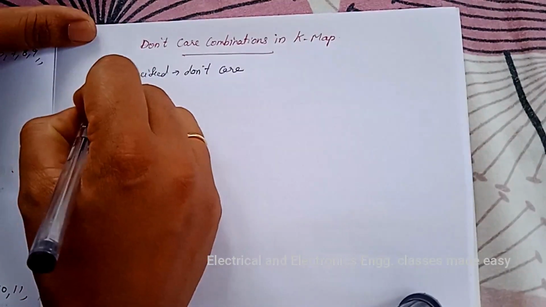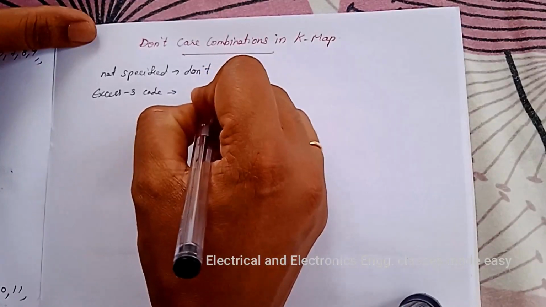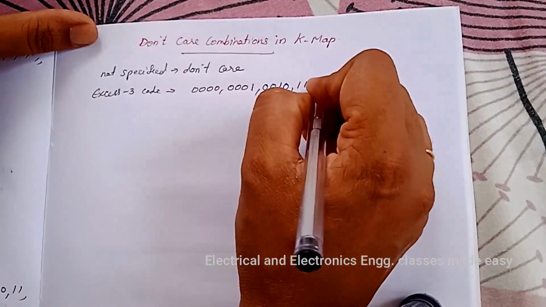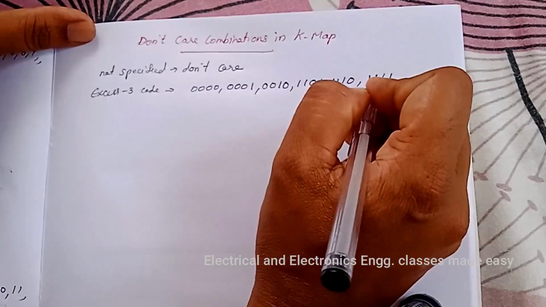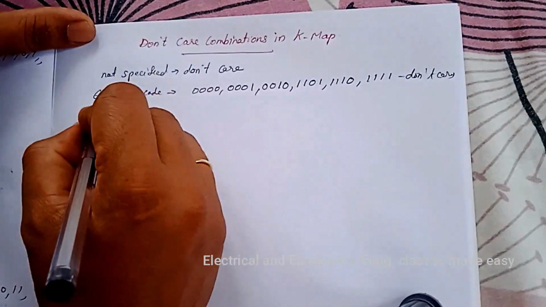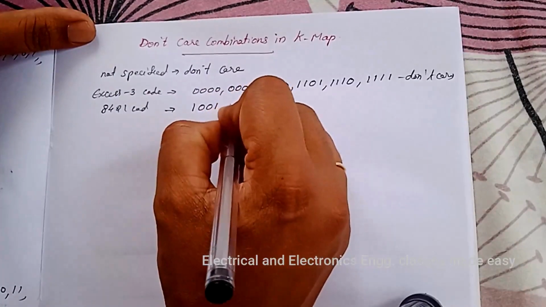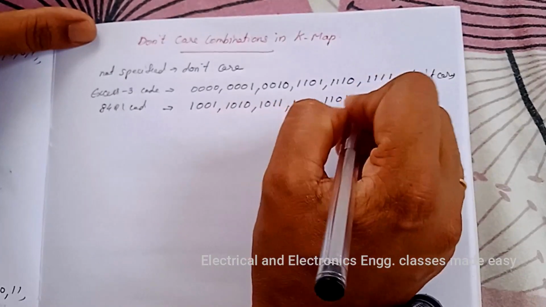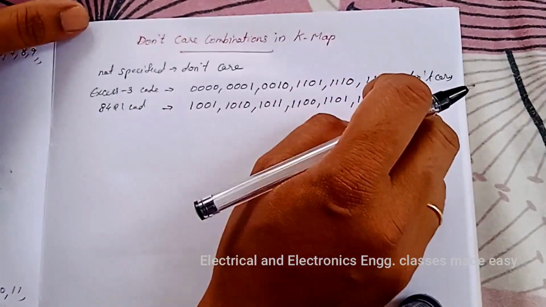For example, in XS3 code system, the binary states 0000, 0001, 0010, then 1101, 1110, and 1111 are unspecified and never occur, and these are called don't cares. Similarly, in 8421 code, the binary states 1001, 1010, 1011, 1101, 1110, and 1111 are invalid, and the corresponding outputs are don't cares.